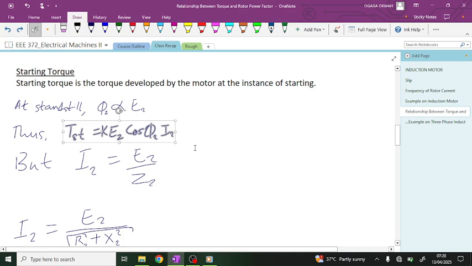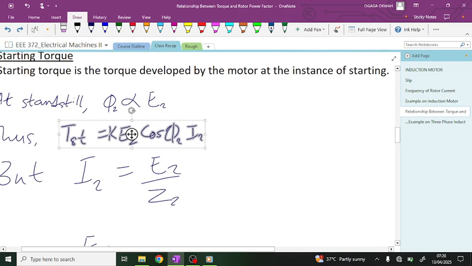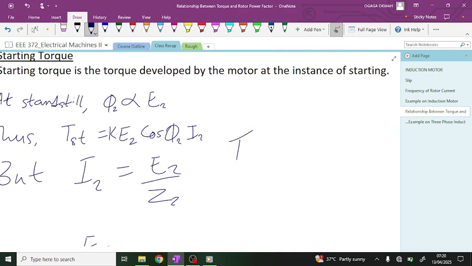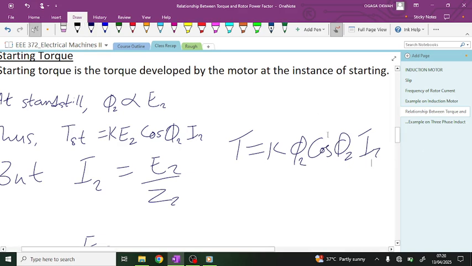Recall that we said in the previous video that torque T equals this, the flux here, and then cos, that's the power factor, and then this. We got this from the DC motor, but we said that in the induction motor the power factor is considered.